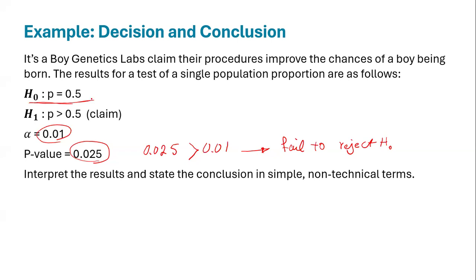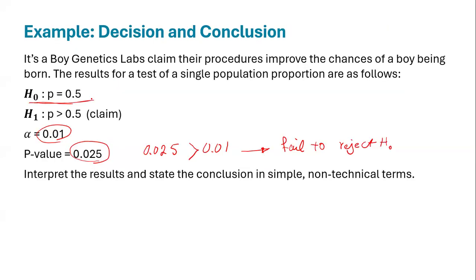When you fail to reject the null, that means, since the null and alternative hypotheses are always complementary statements, if you do not reject the null, you have to reject the alternative. That means you are going to reject the alternative, which is the claim. If you reject the claim, that means you don't have enough evidence to support the claim. So my conclusion is that with 1% level of significance, we do not have enough evidence to support the claim.